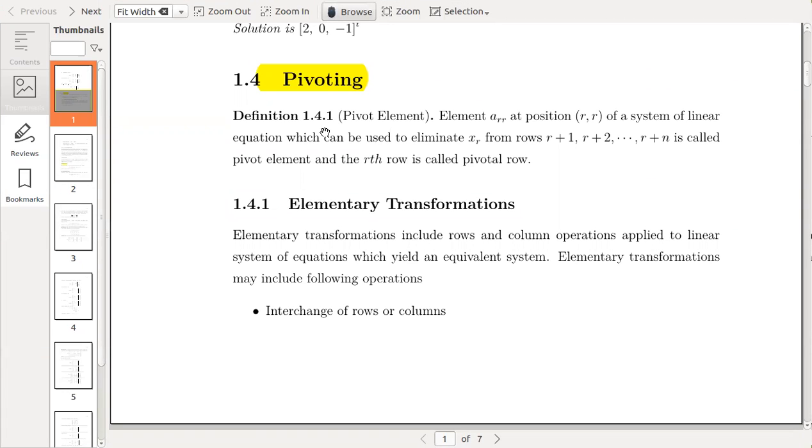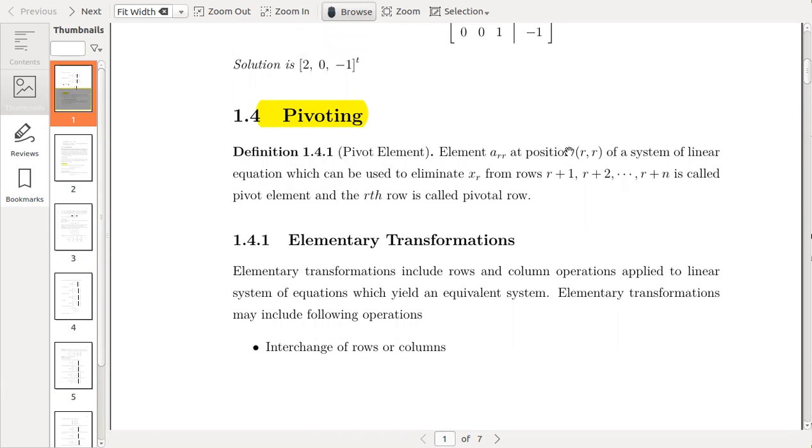Dear students, today we will discuss pivoting. So why do we need pivoting? Actually, the Gaussian elimination method or Gauss-Jordan method does not guarantee the solution of a system of linear equations all the time, but sometimes it fails to give the solution. So in that case, we need pivoting.